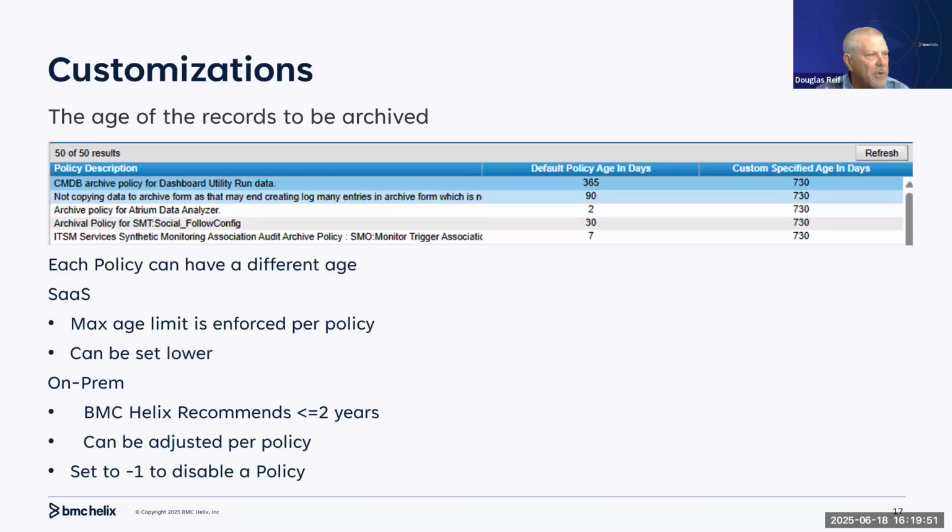The age of records to be archived. So I showed you the screen earlier. The custom specific age in days on the right is what's actually being used, and you can change that. In SaaS, you can change up to the 2-year mark, or up to that spreadsheet I showed you that had the maximums for each policy. You can set it up to that. On-prem, you can change it to anything you'd like, but again, we recommend, just for the health of your environment, that you set it to less than 2 years. In on-prem, you can disable the policies altogether by setting that value to -1.